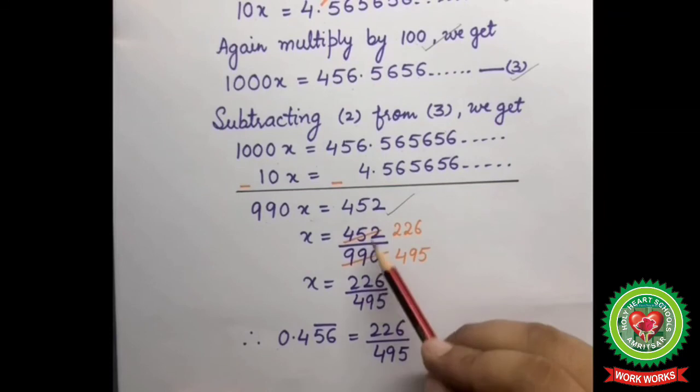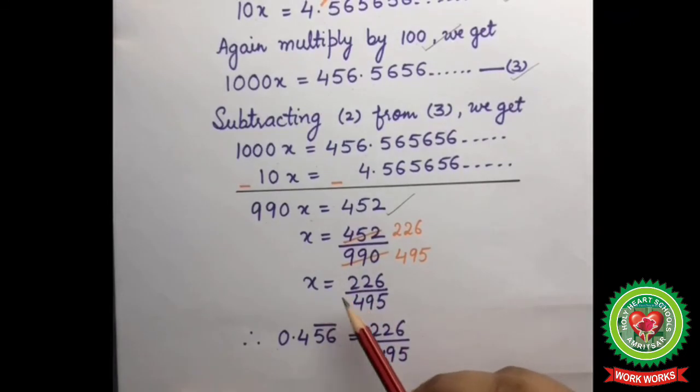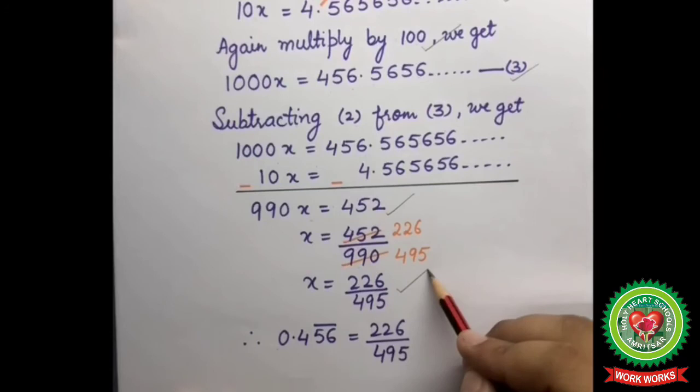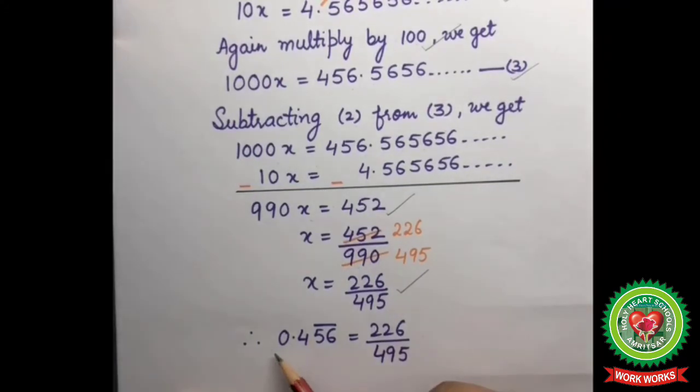And this is also not in its simplest form. So we are going to do the cutting. So on doing cutting, we'll get x is equal to 226 upon 495. So therefore 0.456 bar is equal to 226 upon 495.